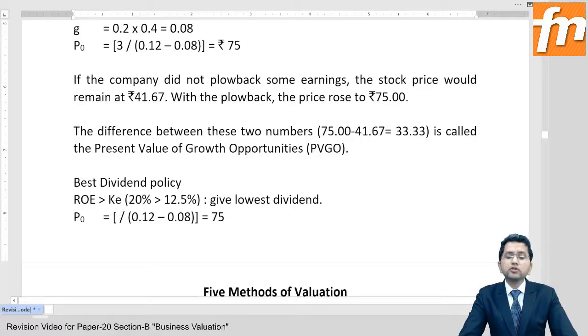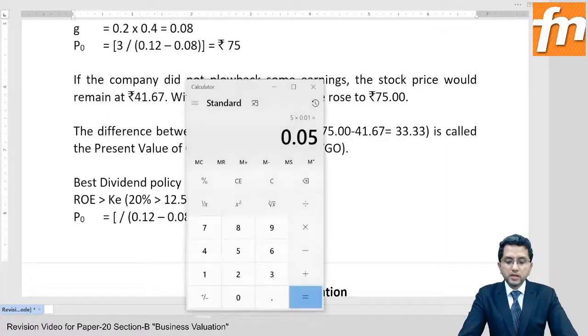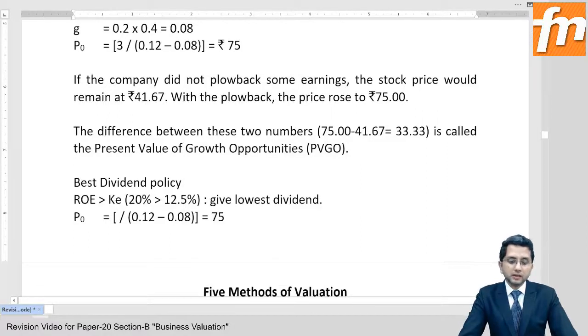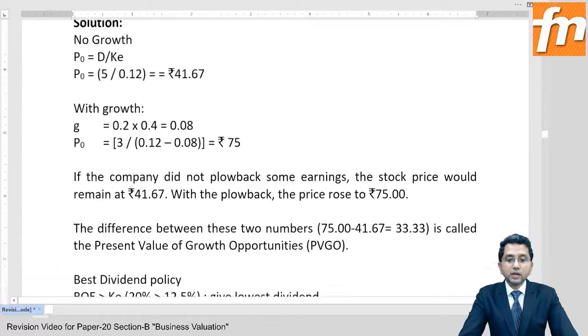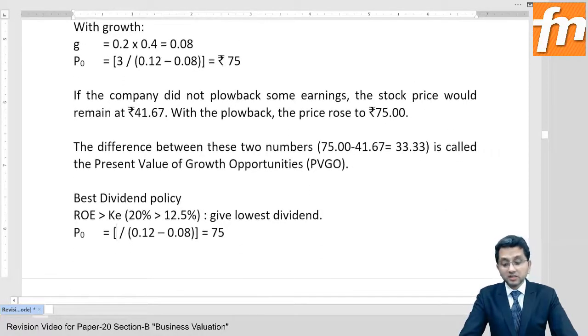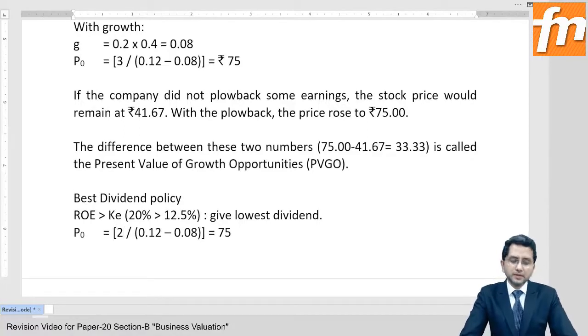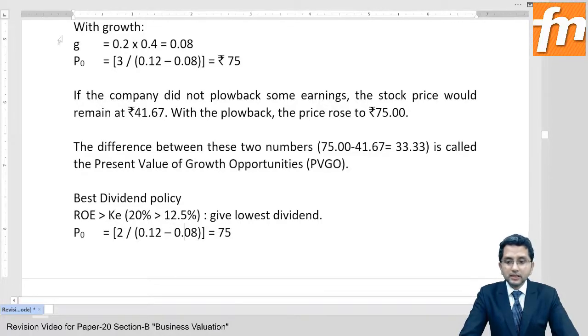Okay, let's reduce the dividend further to 20 into 60. Yeah, 40%. Let's pay out only 40% dividend. Here we are paying out 60% dividend. No? So let's pay out 40% dividend, which will be 2 rupees. In that case, the retention ratio will be 60%. And 0.2 into 0.6, this will become 12%.